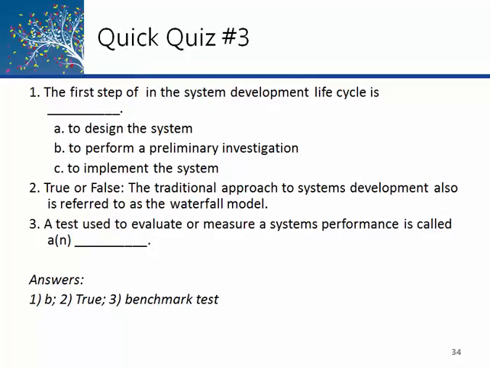Last quick quiz. The first step in systems development is to perform the preliminary investigation. Letter B. Yes, letter B, looking down at answers. Question 2, true or false? The traditional approach to systems development also is referred to as the waterfall model. That's true. That's the classic model. And then 3, a test used to evaluate or measure a system performance is called a benchmark test. It is. I don't think we mentioned benchmark tests in my abbreviated lecture slides, but it is mentioned in the chapter reading as part of the development process.